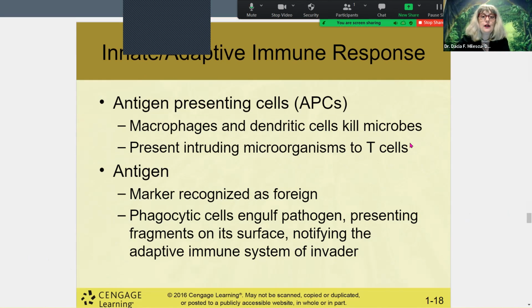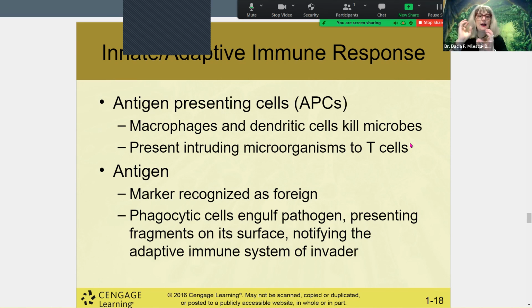Let's go over the adaptive immune response. The adaptive immune response involves antigen presenting cells, APCs. Antigen presenting cells are the cells that are going to present to other cells, saying, hey, by the way, knock, knock, we've got a bad intruder here in our body. So it's presenting the intruding microorganisms to the T cells, which I said are basically the foot soldiers that are going to go in and kill the organism, whatever pathogen it is.